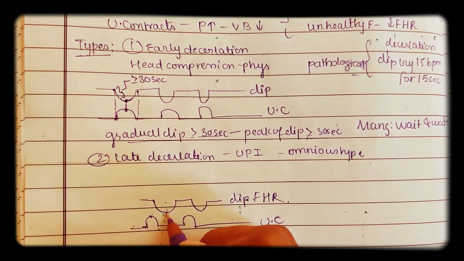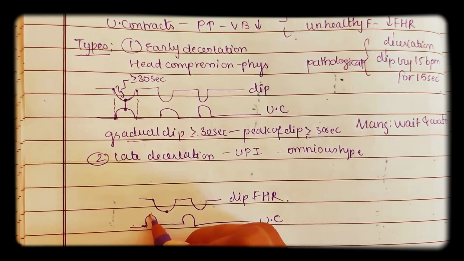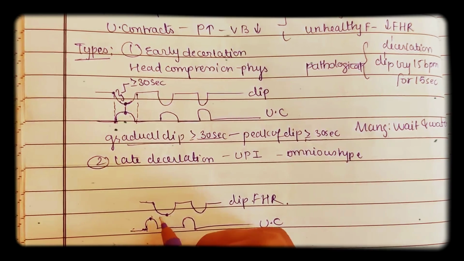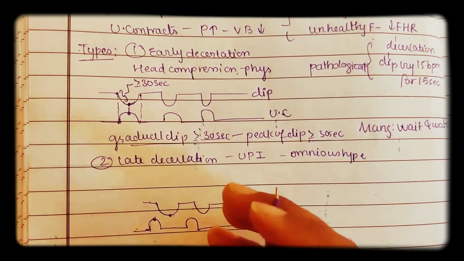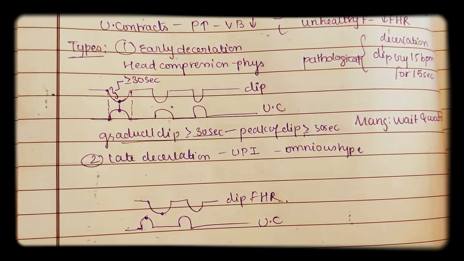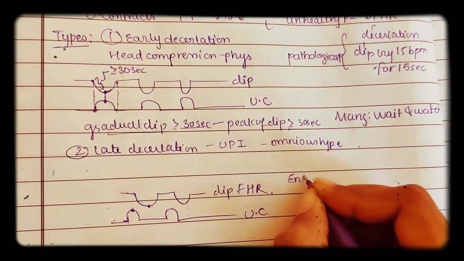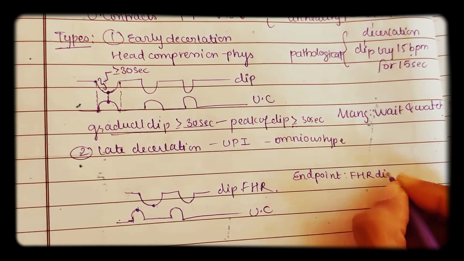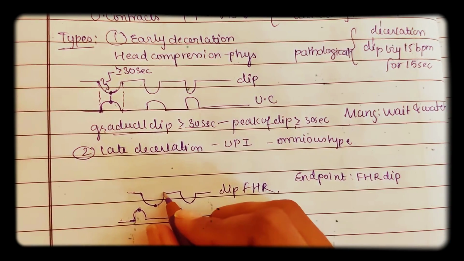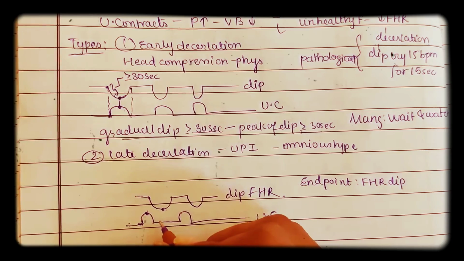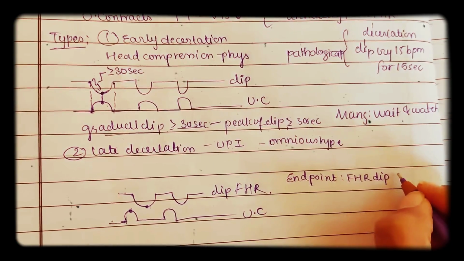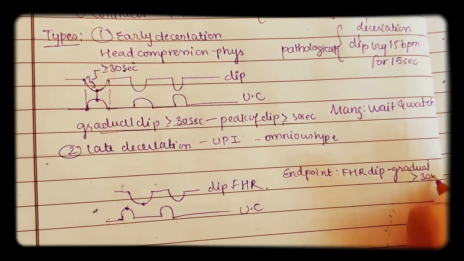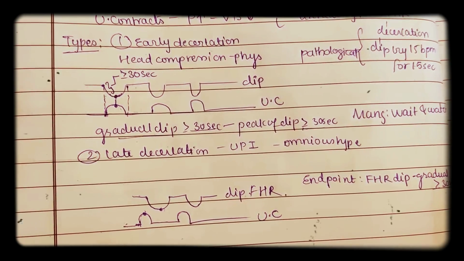And the nadir of deceleration and the peak of contraction do not coincide, and the nadir of the fetal heart rate dip is later than the peak of contraction. You can see here clearly, right? So they are late, that's why it is called late deceleration. The endpoint of the fetal heart rate dip does not coincide with the end of uterine contraction. So the fetal heart rate dip is gradual, and this is also greater than or equal to 30 seconds.